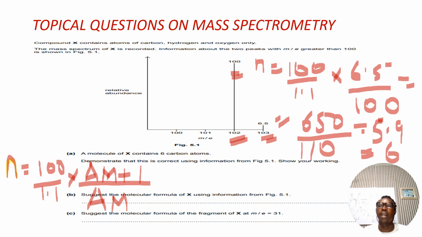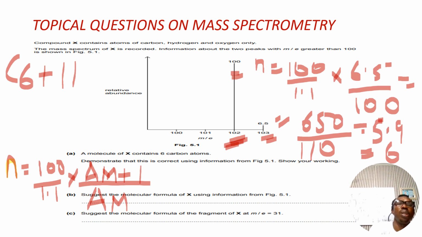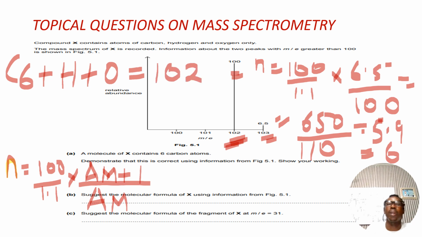Then you're asked, suggest the molecular formula of X using information from figure 5.1. From the graph, we need to get the molecular ion peak, which gives the molar mass. The mass to charge ratio of the molecular ion peak is the molar mass, and the molecular ion peak is the peak that has the highest mass to charge ratio. So the molar mass will equal 102. We have 6 carbon atoms, plus hydrogen, plus oxygen, equal to 102, the relative molecular mass.